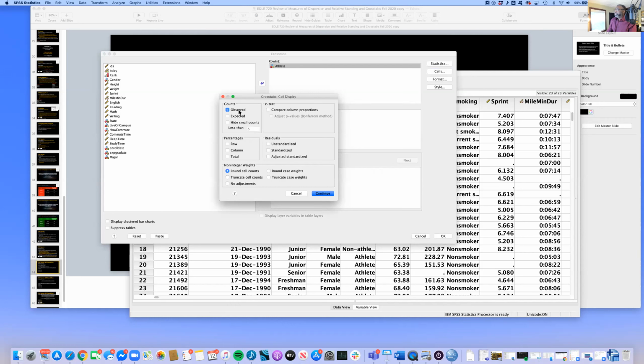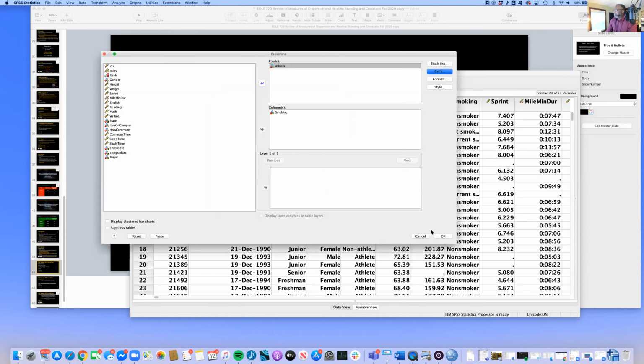Now, the observed is what the test tells you is actually going to come from the interaction of these variables. And expected is what we would expect if there was no relationship between the two variables. If these two numbers are about the same, then there's generally no relationship between the variables. But if observed has some significant difference, then we can tell that there is a relationship, okay? So I'm going to click continue, and then I'm going to click okay.